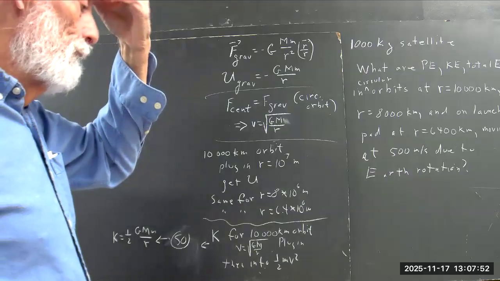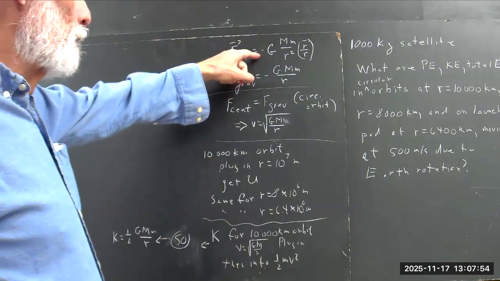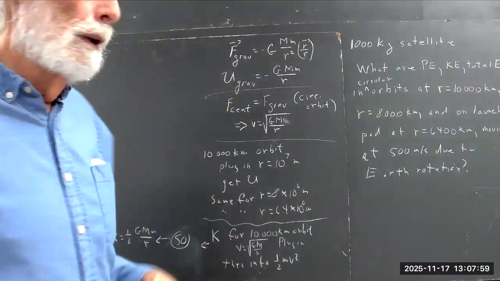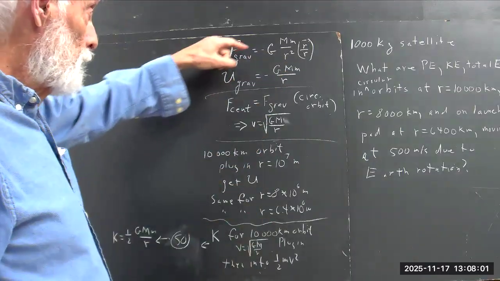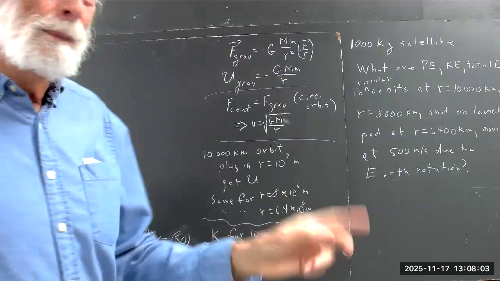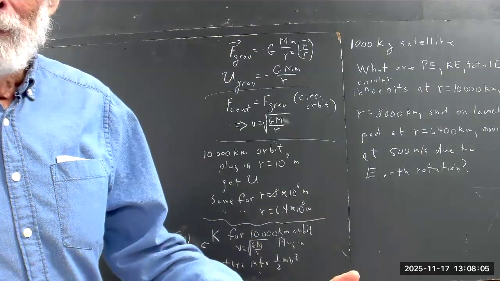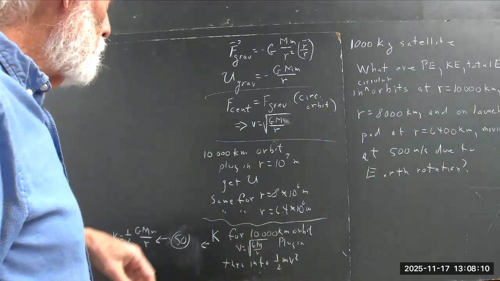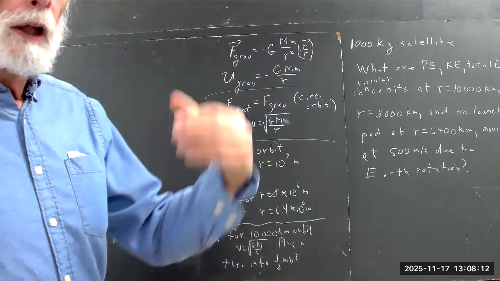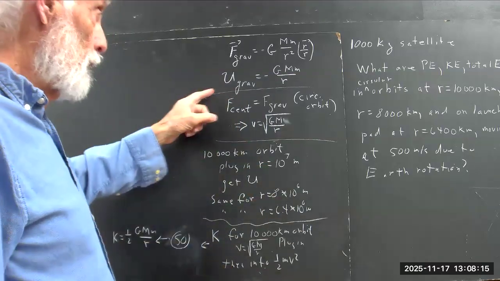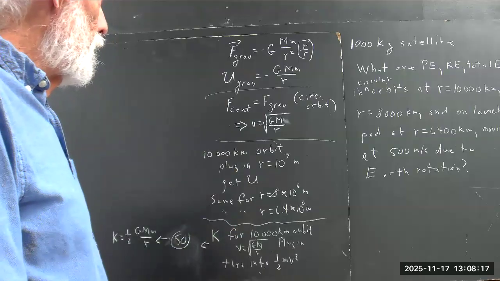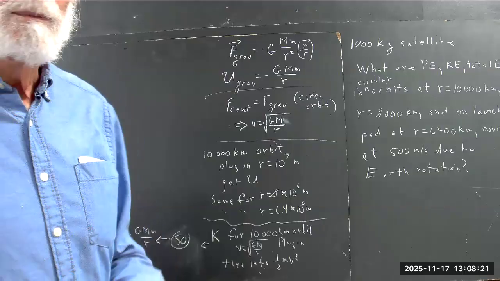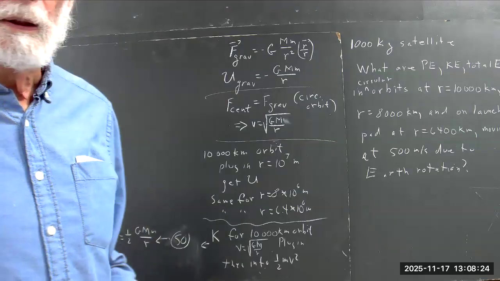So how do we do this? Well, some people just wrote down potential energy is negative big G, big M, little m over R. You should understand that that comes from integrating this expression with respect to R from R to infinity, because that gives you the work done by gravity, and the potential energy is equal to the negative of the work done by gravity. And you should reason that out every time you think about it.